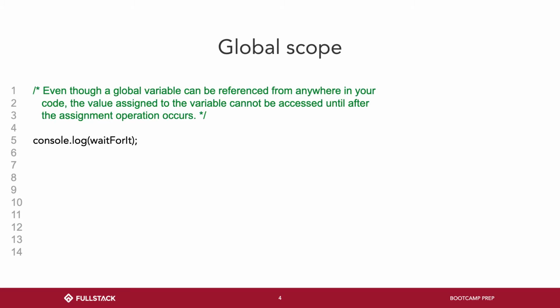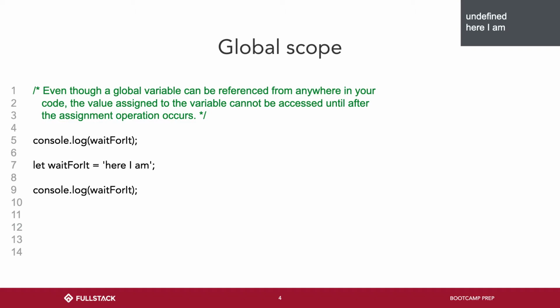Even though a global variable can be referenced from anywhere in your code, the value assigned to the variable cannot be accessed until after the assignment operation occurs. Console.log wait for it, let wait for it, here I am, wait for it. Undefined, wait for it, okay? So as you saw in REPL, you got an error, okay? I'm pretty sure that's just a REPL thing, okay? So REPL has its own configurations to help developers. But this is what would happen. You would get undefined first because of hoisting, okay?